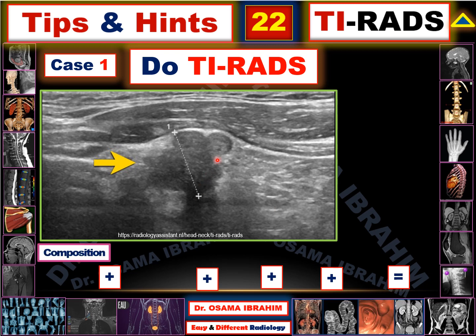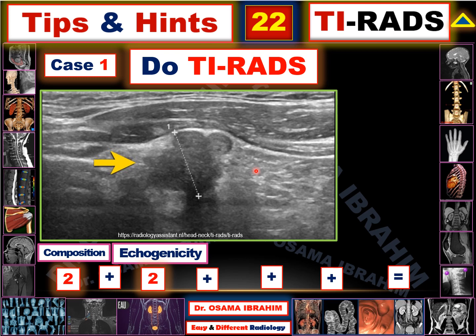First of all, the composition. As we see here, you have options, and the composition here is solid, not cystic or partly cystic, so it will take score 2. The echogenicity: iso, hyper, hypoechoic or very hypoechoic. If you look at the nodule, it's similar to the thyroid or slightly darker than the thyroid gland. If it has a part similar and a part darker, consider it darker than the thyroid gland, and also for echogenicity take score 2 as hypoechogenic.